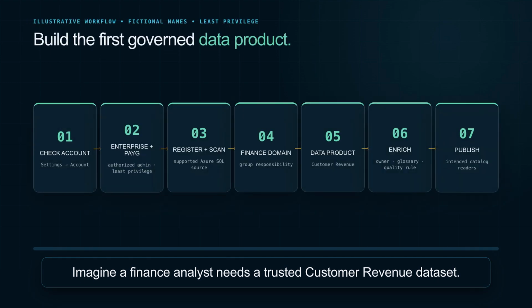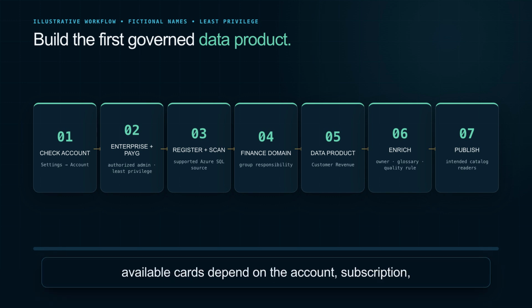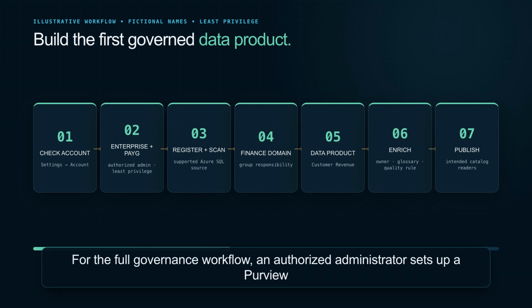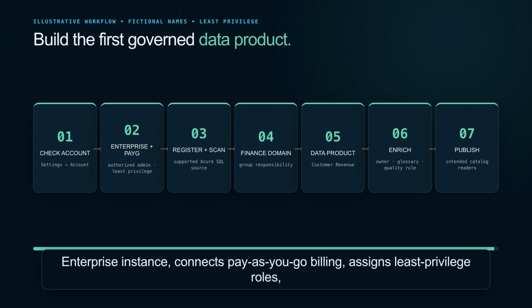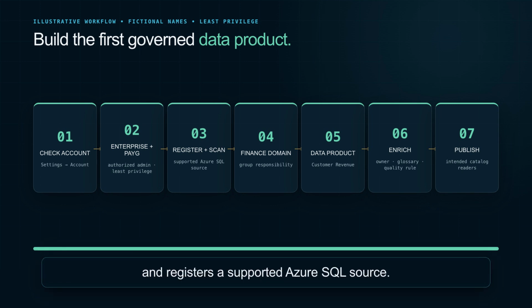Imagine a finance analyst needs a trusted customer revenue dataset. Start in the current Purview portal and check settings, then account, because available cards depend on the account, subscription, and roles. For the full governance workflow, an authorized administrator sets up a Purview enterprise instance, connects pay-as-you-go billing, assigns least privilege roles, and registers a supported Azure SQL source. A scan feeds metadata and classifications into data map.